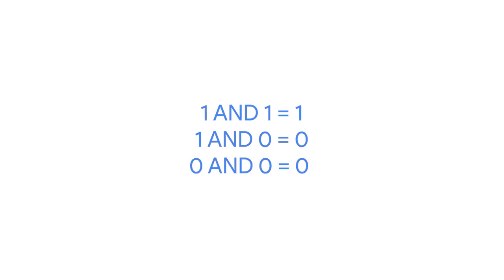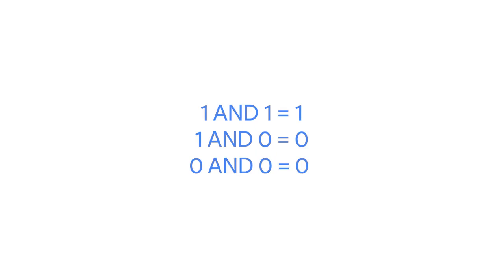The operator AND does what it sounds like it does. It returns true if both values are true. Therefore, 1 and 1 equals 1, but 1 and 0 equals 0, and 0 and 0 equals 0, and so on.